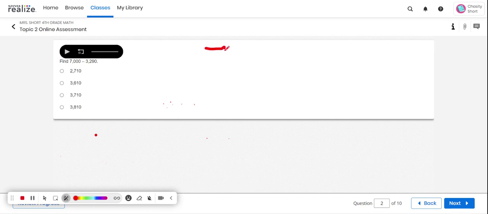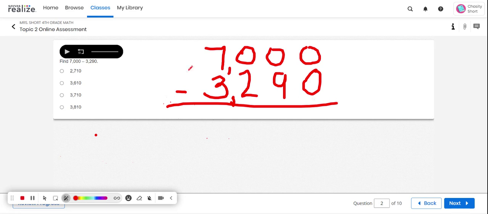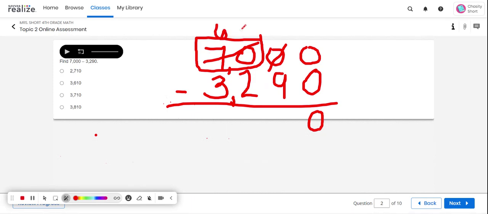So you're going to write out 7,000 minus 3,290. So please do that on your scrap paper right now. And work that out. And what you're going to find is 0 minus 0 is 0. And then 0 minus 9 you can't do. So you're going to borrow from it. Turn this into 69. So 6 here, 9 here. Oh, that's so ugly. And then that's going to give this a 10.